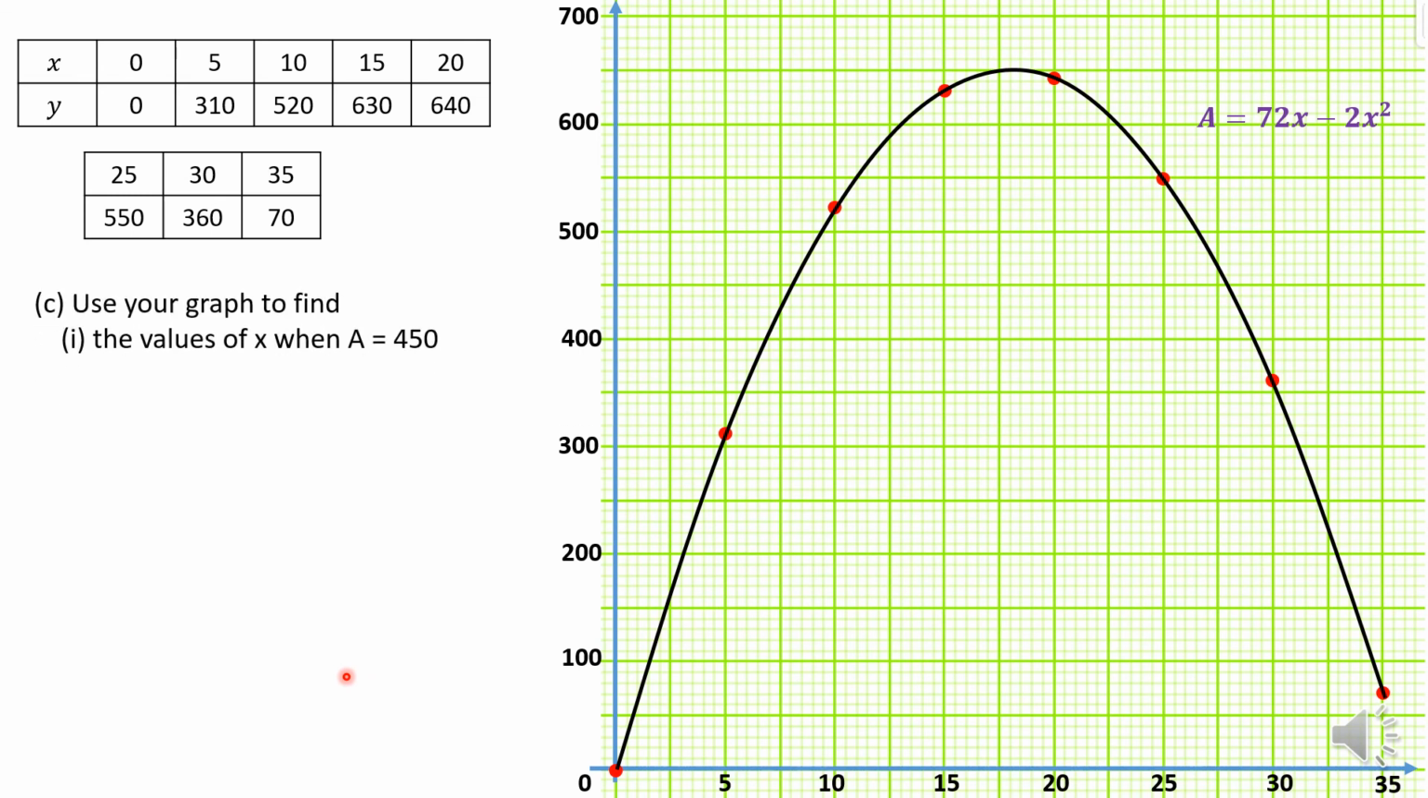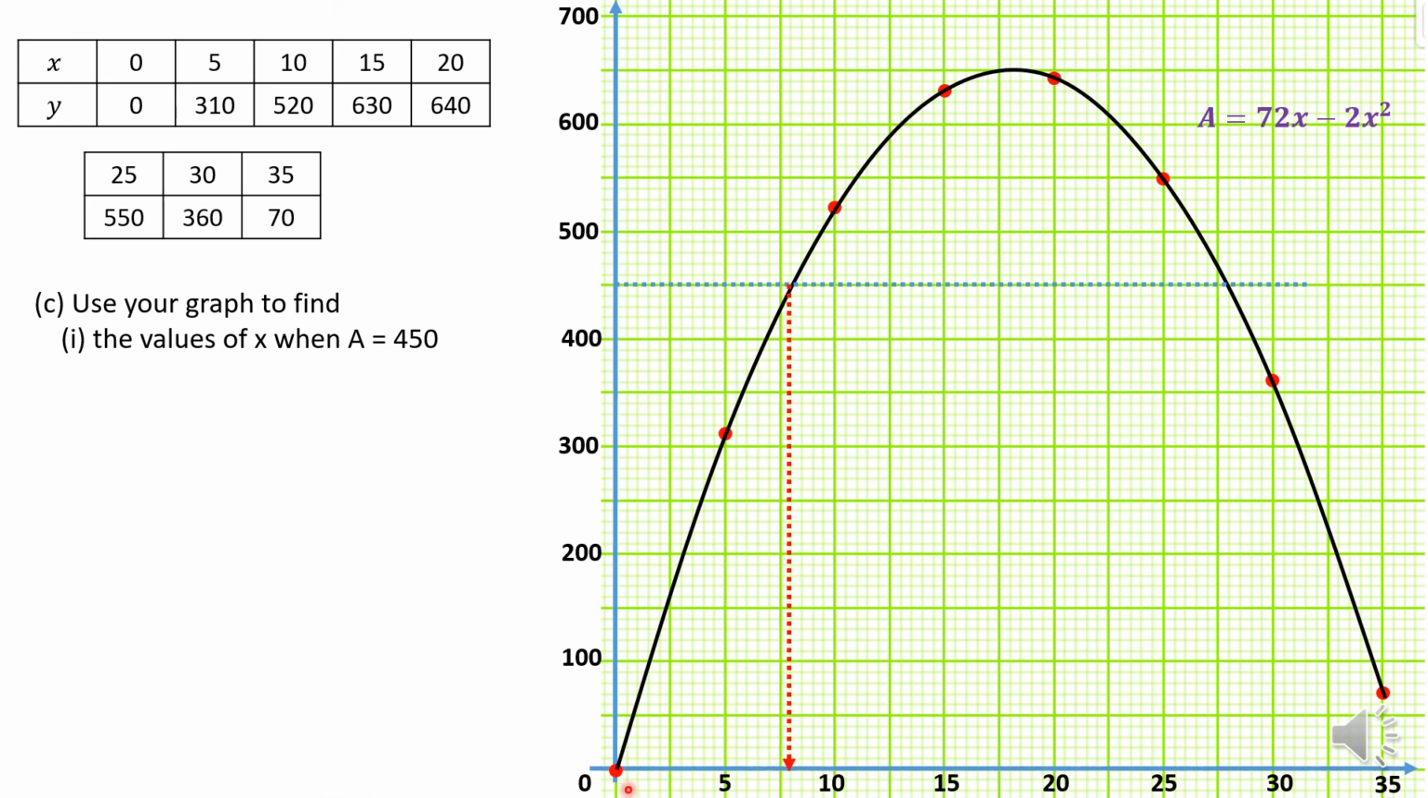So now you're ready to answer whatever questions they ask you. They're going to ask you to find the value of x when A is 450. Now this is very easy. You just draw that line. So this is your A, and that's your 450. You draw the line of y equals 450, and then you read down the values of x.